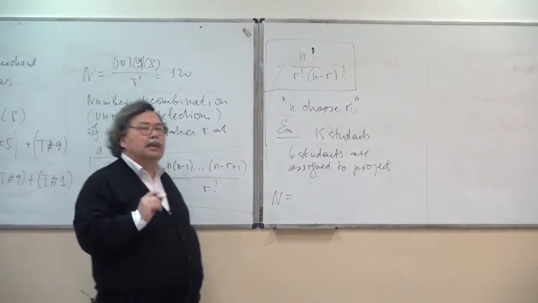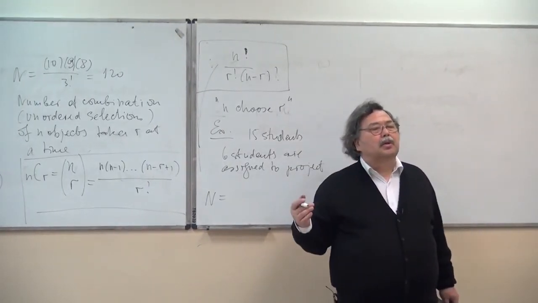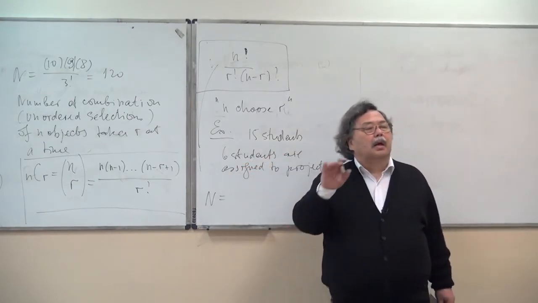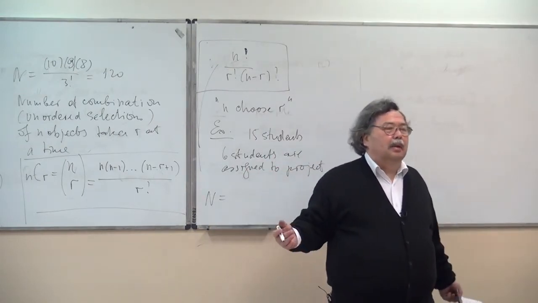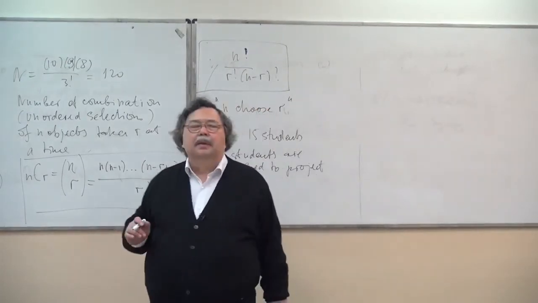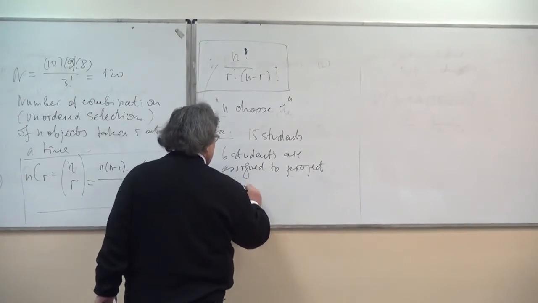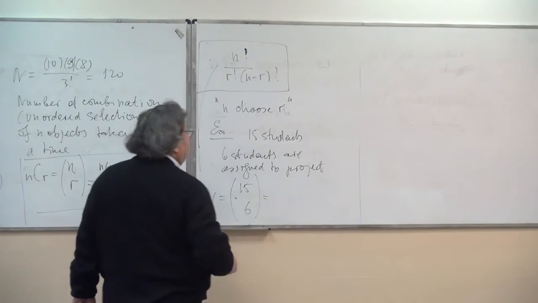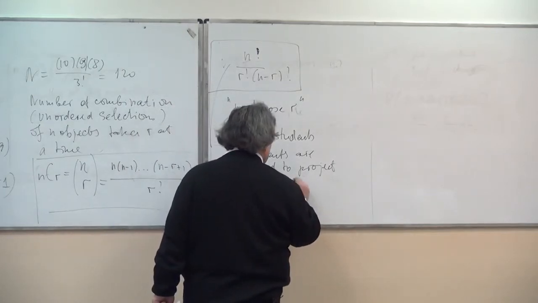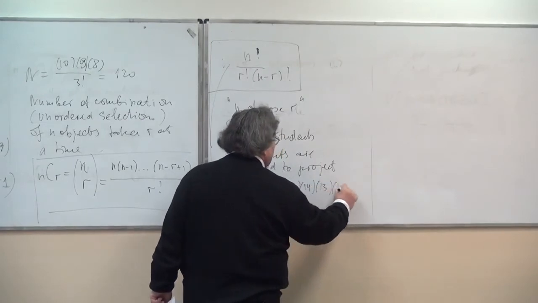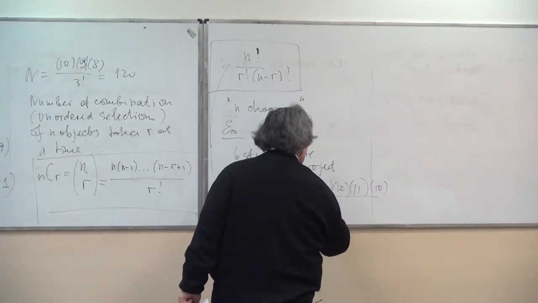Now, a comment is necessary here. What I'm going to write now relates to the situation where the 6 students selected for the project are all equal. There are no leader and no vice leader or anything. Okay, they are all equal. They have equal status. So if this is the case, then the answer is 15 choose 6. We can write it this way, or we can write it this way. Let's write it this way: 15, 14, 13, 12, 11, 10. And we divide it by 6 factorial.